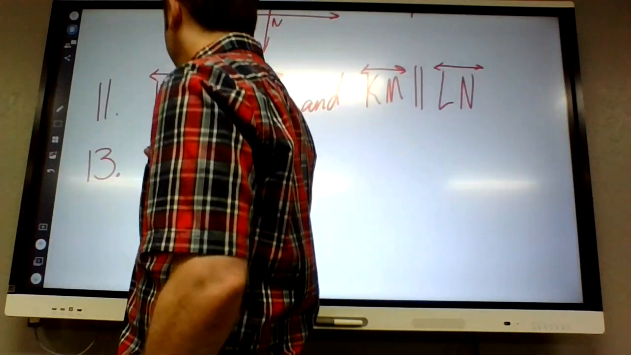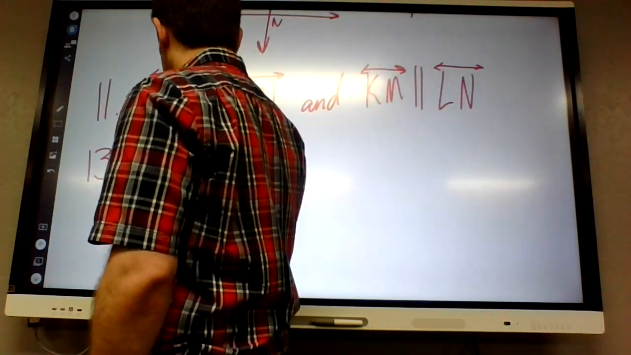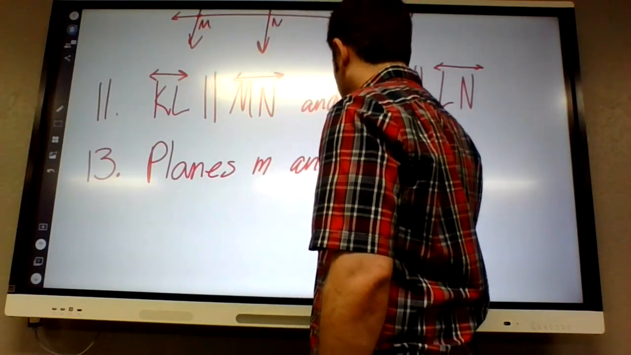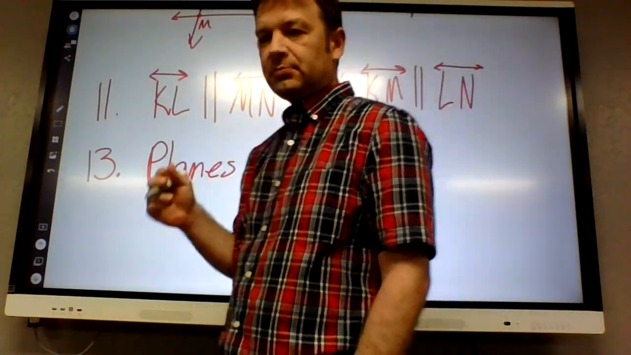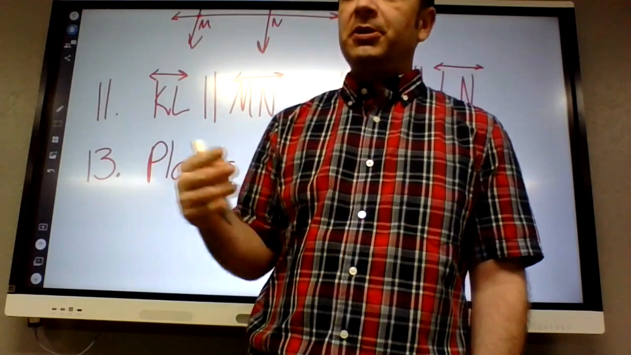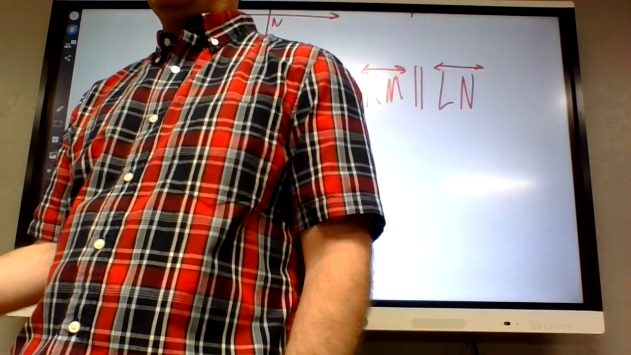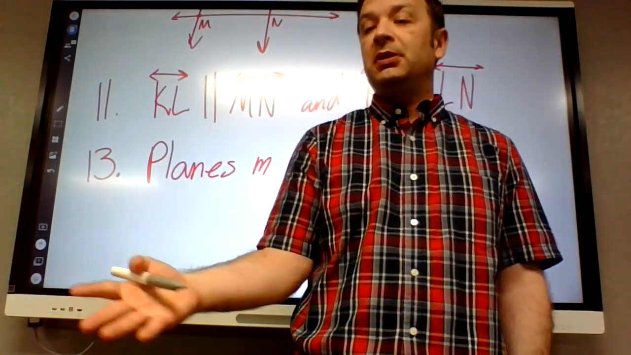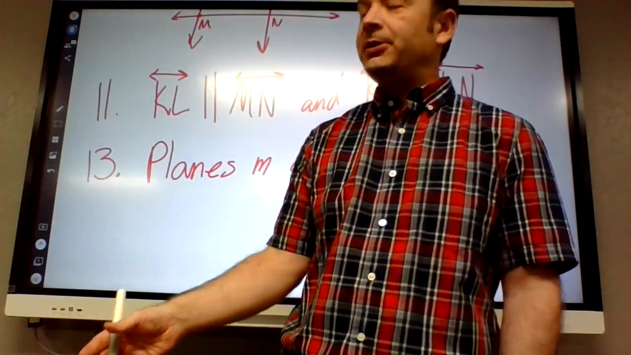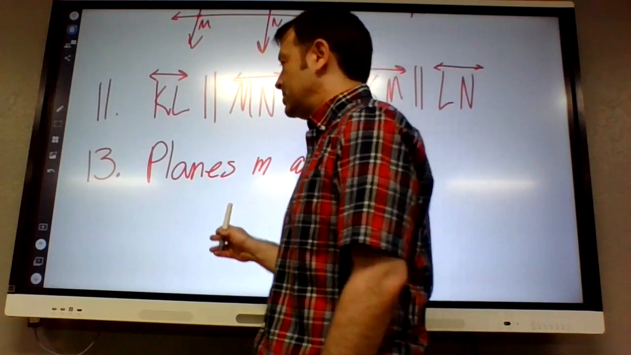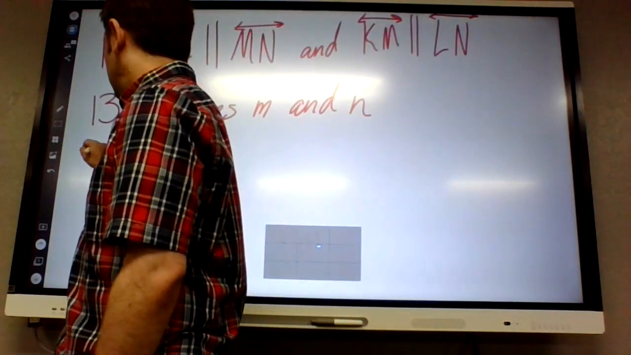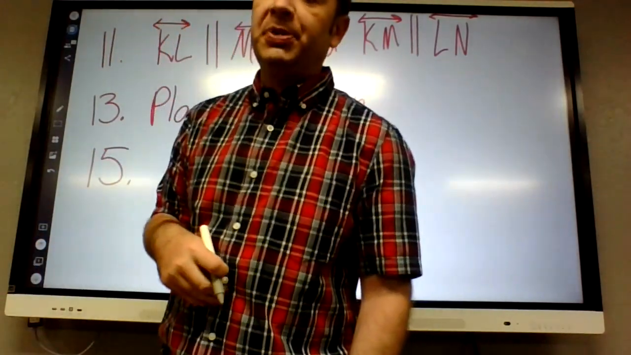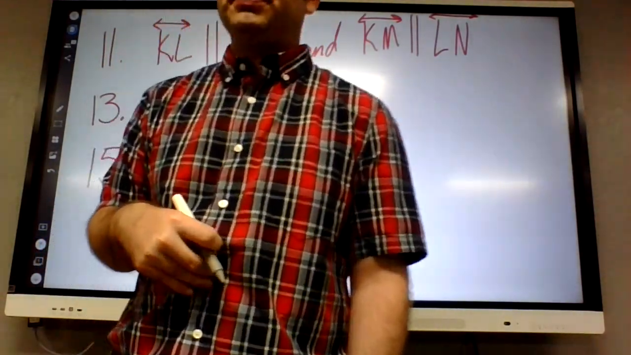So I'm just going to put planes M and N. We could call the floor in that picture plane ABCH or just plane ABC. But since they put a letter down there for us, we can just call it plane M. It's easier. And the back wall is plane P in that picture.